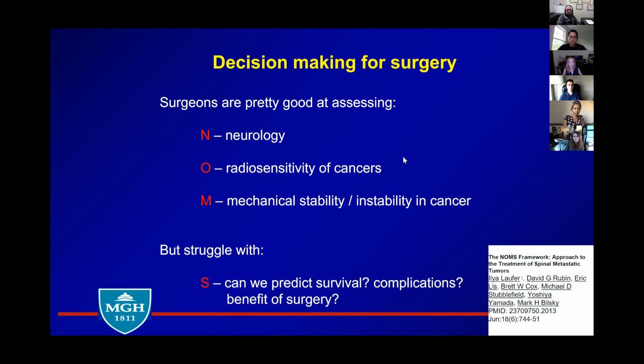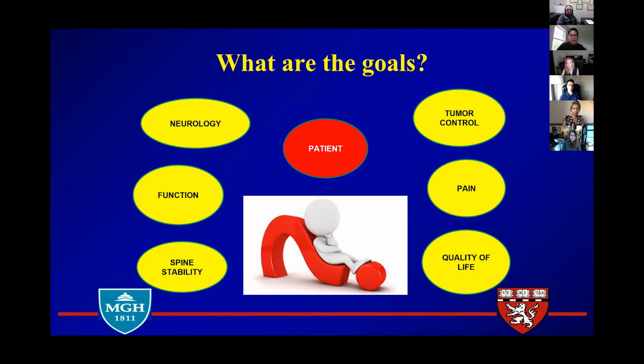But what we really struggle with is, can we predict the survival, complications, and even the benefit of surgery? And even if they meet all these criteria, how do you quantify that at the bedside and make that decision? We've always talked about this in spine meds, and I think you have to really come back to this. What are the goals for this patient? We think about the neurology function, the stability, but ultimately, we're also concerned about the local tumor control.